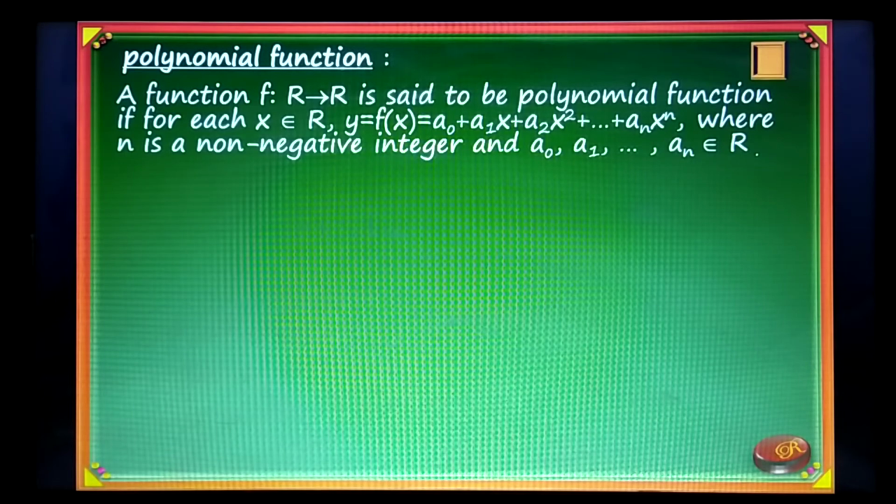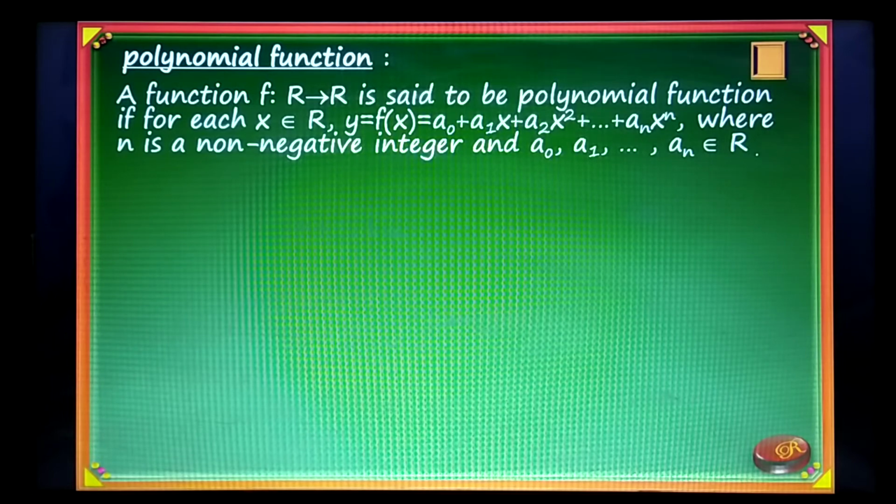Polynomial function. A function f from R to R is said to be a polynomial function if for each x belongs to R, y = f(x) = a0 + a1x + a2x² + ... + anxⁿ, where n is a non-negative integer and a0, a1, ..., an belong to R, that is real numbers.